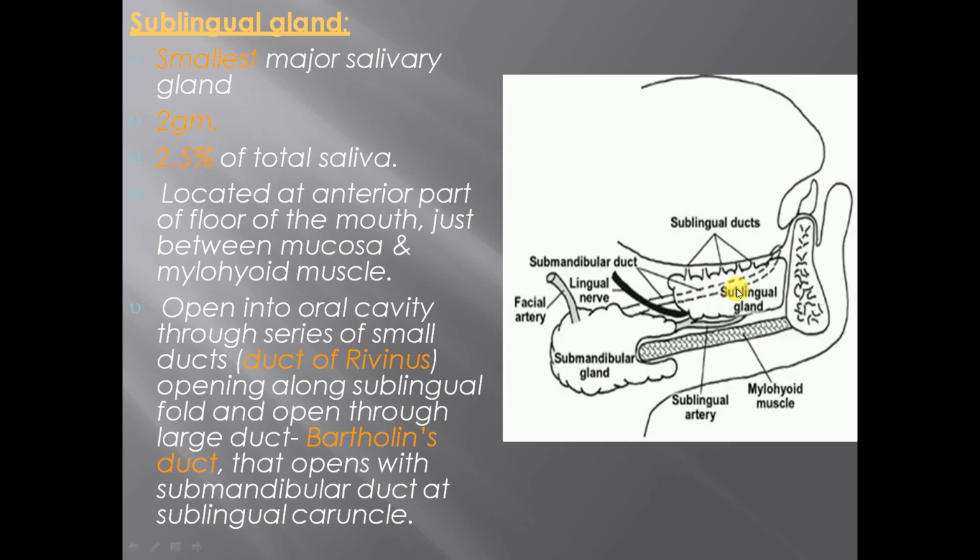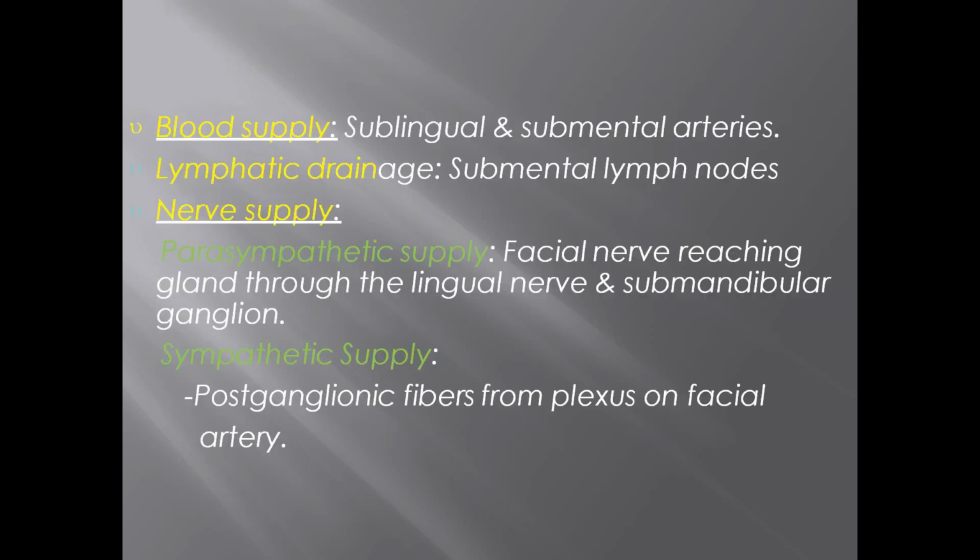It opens into the oral cavity through a series of small ducts, that is the ducts of Rivinus, opening along the sublingual fold, and through the large duct, that is Bartholin's duct, that opens with the submandibular duct at the sublingual caruncle.